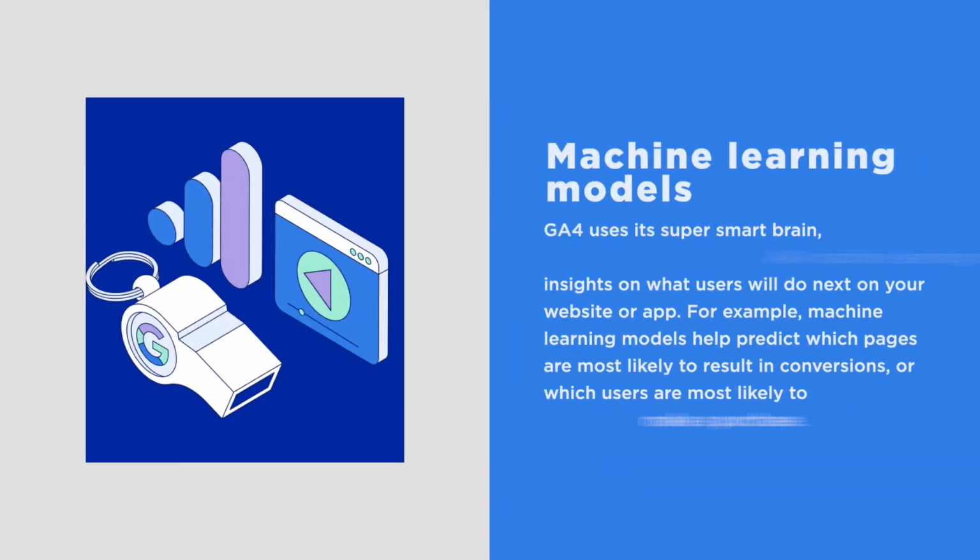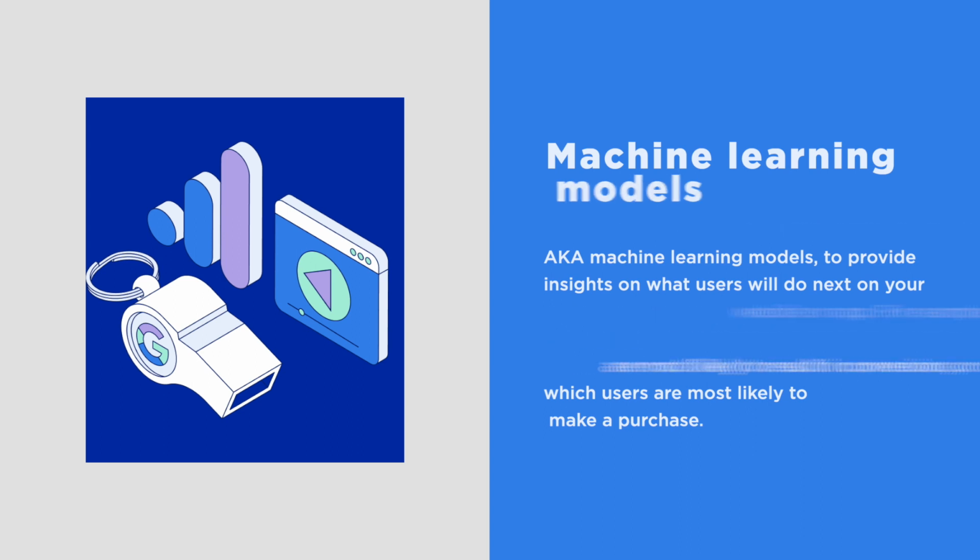Next is machine learning models. This is like having a psychic on your team, predicting what's going to happen before it actually does. With these predictions, you can optimize your website or app to drive even more conversions and improve the user experience. Additionally, GA4 provides machine learning powered insights on your user segments. This allows you to see what groups of users are more likely to make certain actions on your website or app. This is the crystal ball to your psychic, allowing you to predict user behavior.